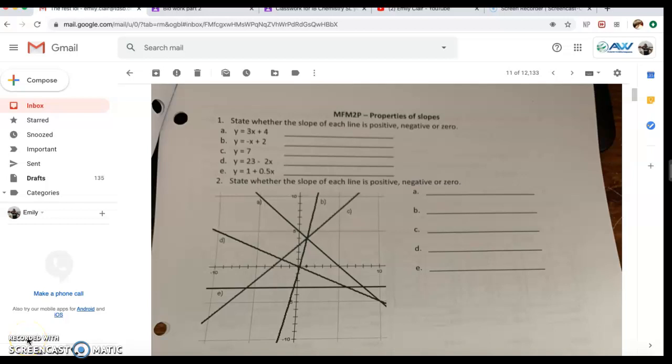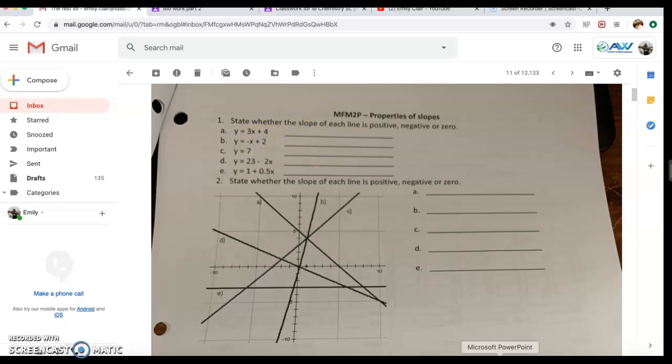All right, so here are the pictures from your next email. I'm going to see how much I can get through. My videos always time out at 15 minutes, and I feel like that is probably more than long enough for you to sit and watch. So we'll see how much of this we can get through in 15 minutes, and then we'll update again next week. So on this page, state whether the slope of each line is positive, negative, or zero.